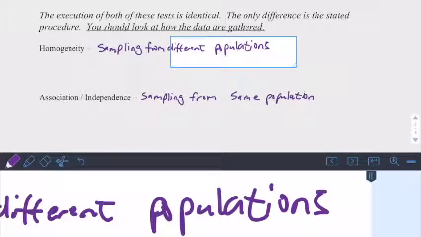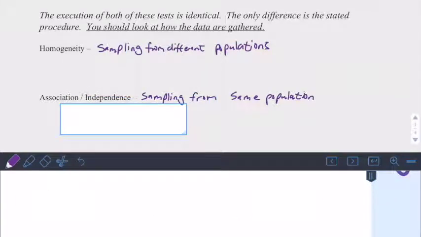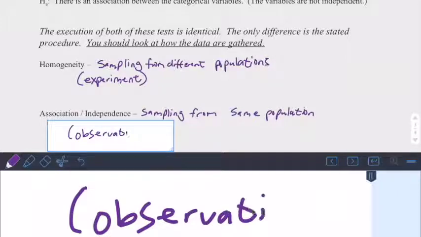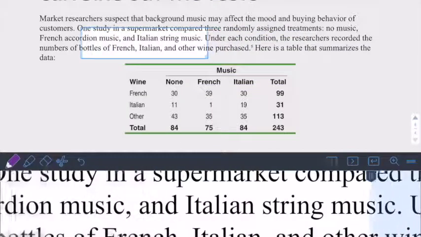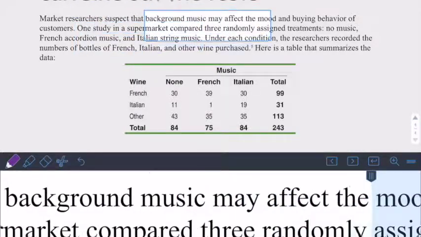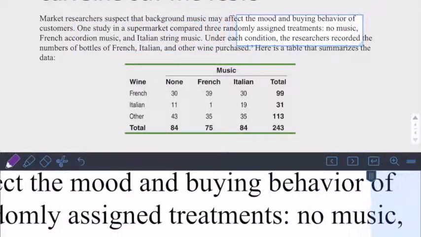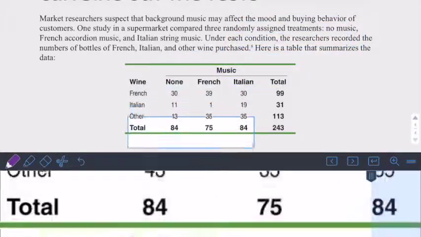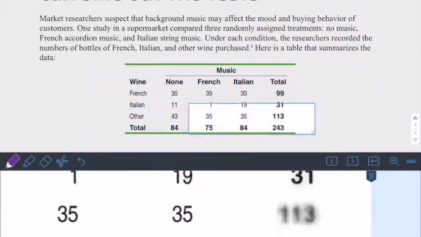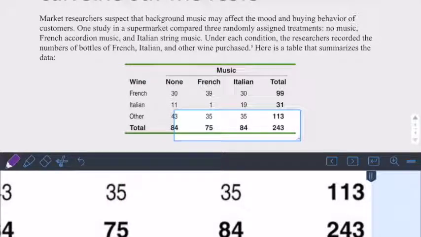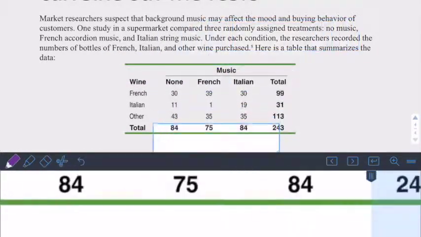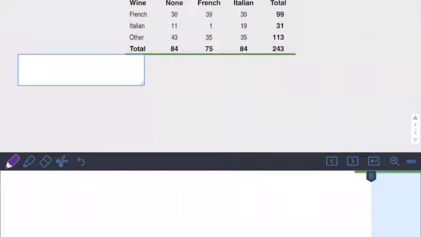So basically, an easier way to think about this is if it's an observational study, it's association. So in this one, our wine, we have random assigned treatments. So what we're doing is we're sampling from different populations from our different French wines and different types of music, and those are where our samples are coming from. And it's an experiment because you have random assignment. So this is a chi-squared test for homogeneity.